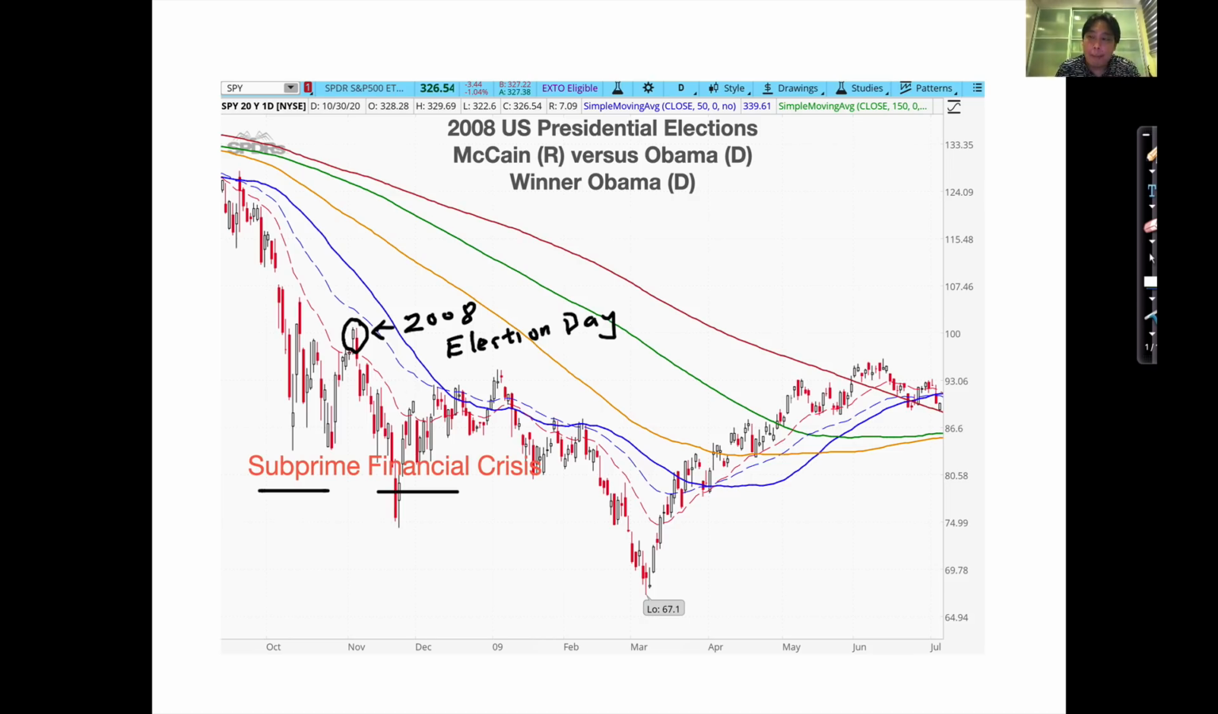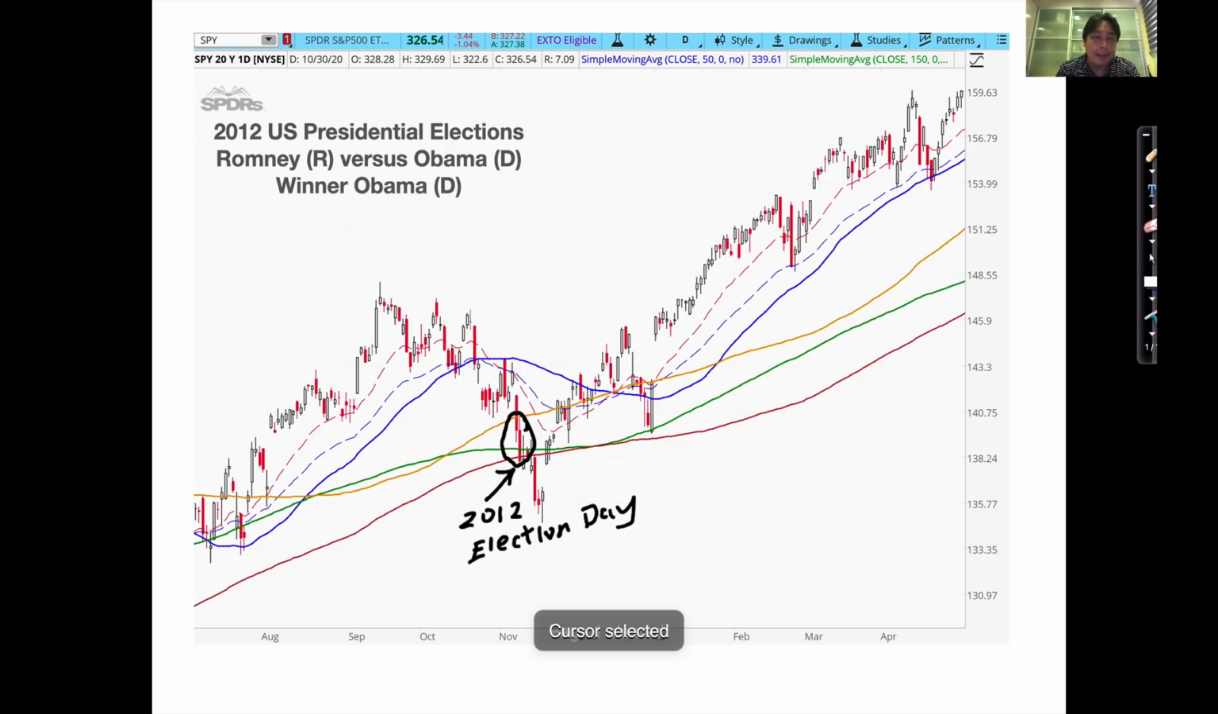So you can see before election day, the market rallied towards election day. After the election, what happened? The market rolled over and continued the trend going down. Okay, 4 years later, Obama defended his second term against Mitt Romney. So Mitt Romney, Republican, versus Obama, and we know Obama won his second term.